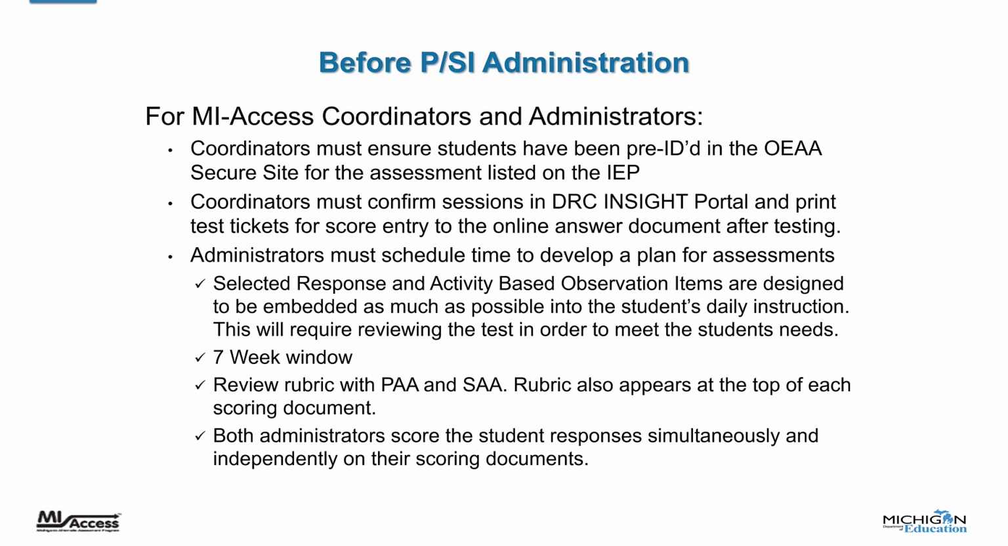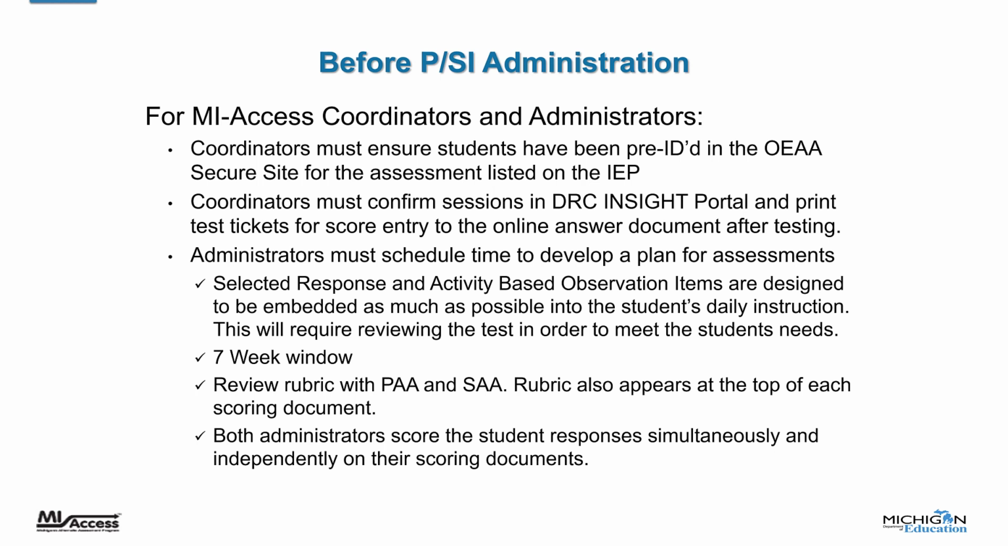The testing window is 7 weeks to complete. The scoring rubric is the guide to scoring students, and both the Primary Assessment Administrator, or the PAA, and the Shadow Assessment Administrator, or the SAA, must be very familiar with how to use the rubric. Set up a time to meet and discuss the rubric and how you both will apply it to your observations. Note, the rubric also appears at the top of the scoring documents for your easy reference.